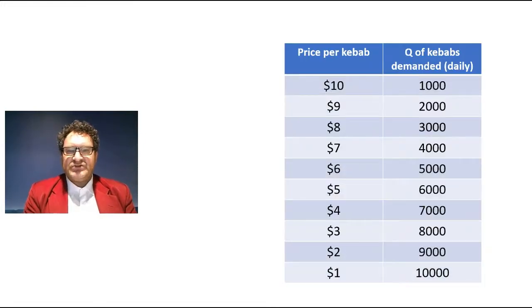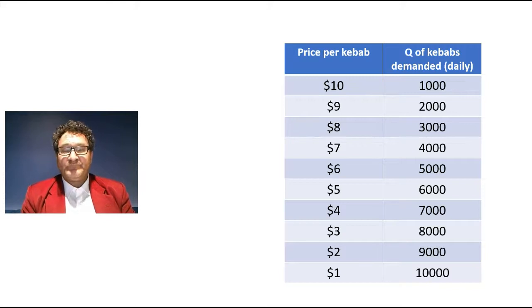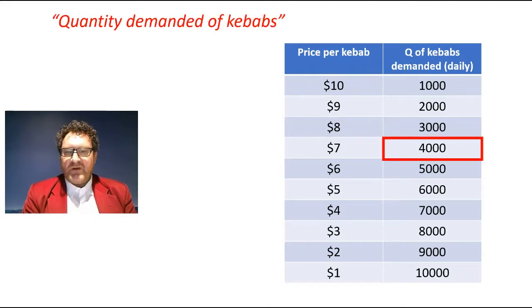We can represent this definition with an illustrative table. Here's a schedule of various prices per kebab and the quantity of kebabs that's demanded by Auburn consumers daily. We can see there at the price of $7, 4,000 kebabs would be demanded daily. At the price of $4, 7,000 kebabs would be demanded daily.